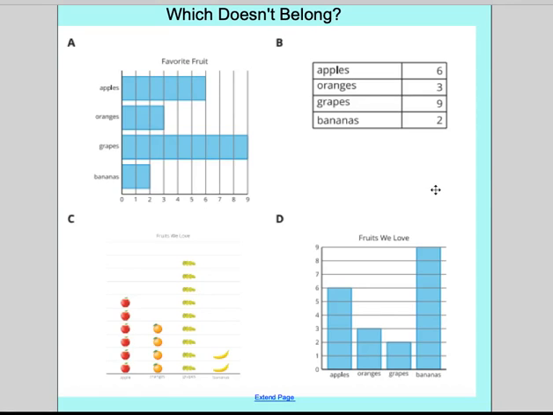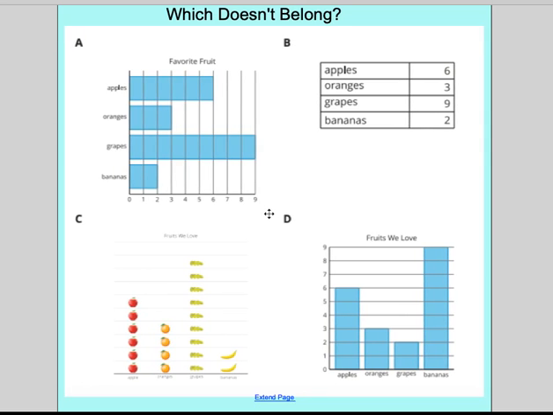Hey kids, it's Mrs. Compton, and today we get to start off with a which doesn't belong. Now, I know it's been a long time since we've done one of these, so I want to remind you, when we're playing which doesn't belong, there's actually no wrong answer. So you just have to defend your mathematical thinking with reasons, right?